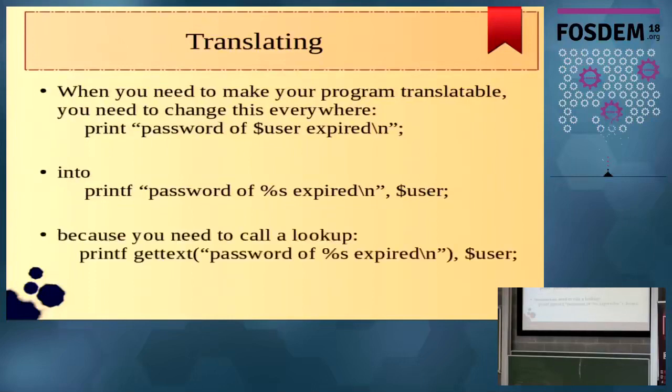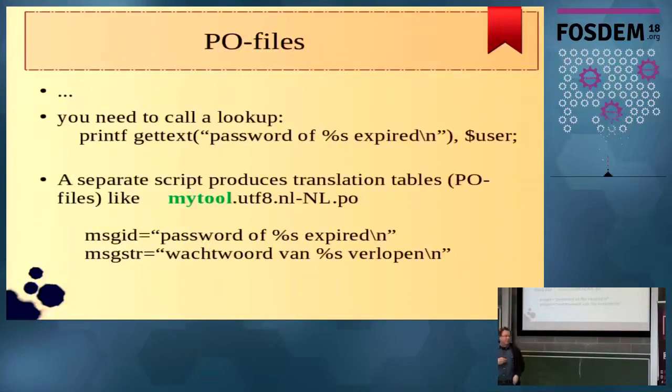So how does it work? First you have to reformat your print statements. And then the standard procedure is to call getText. That's the GNU getText library, where it looks up this string in a table, and then you get the string back translated, and after that the printf is adding the username in this string. You can do it better.